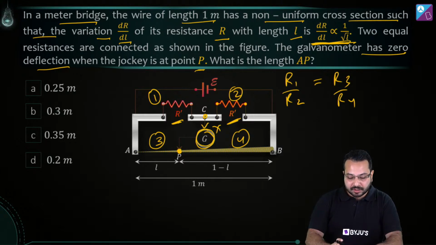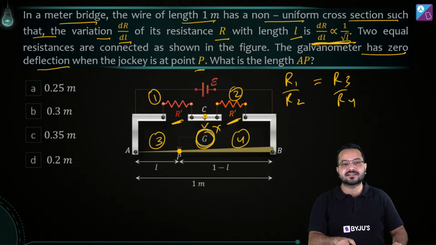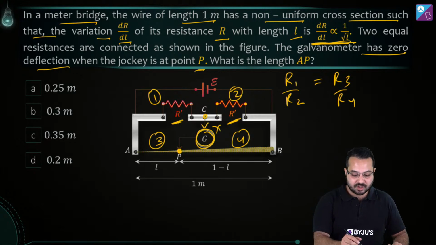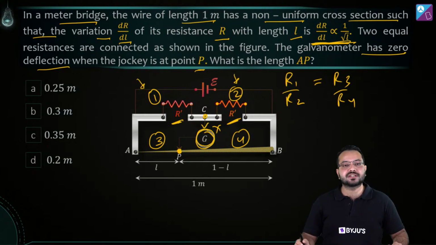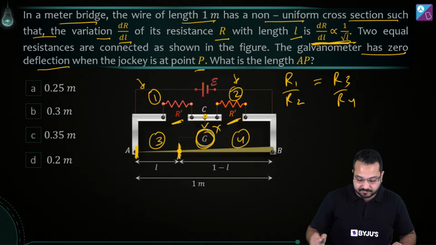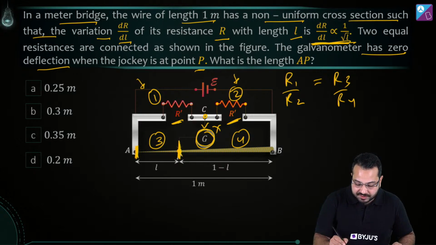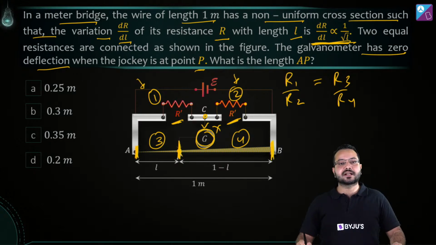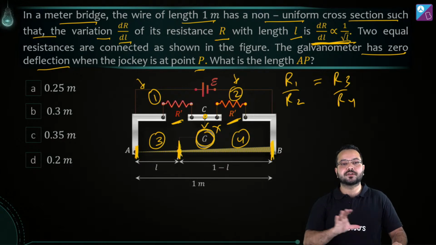No, but the crux of the problem is that these resistances R1 by R2 are equal resistances. So this should be equal to R3 by R4. And what is R3? R3 is this resistance, and R4 is this resistance. Is that clear? Is the basic clear?